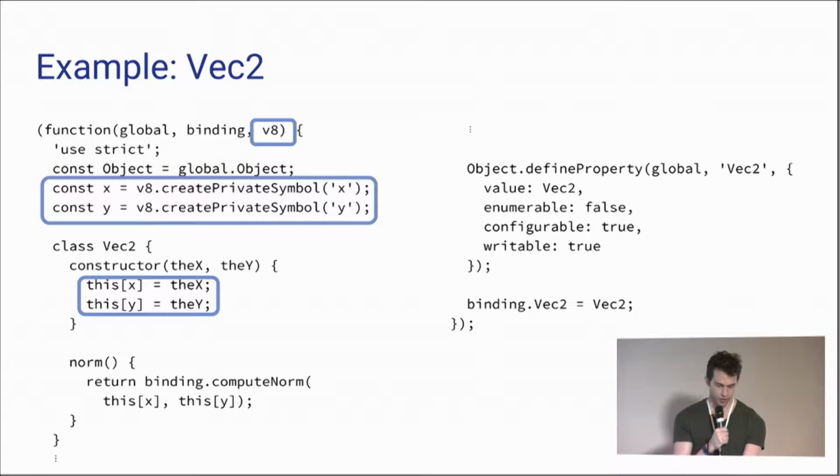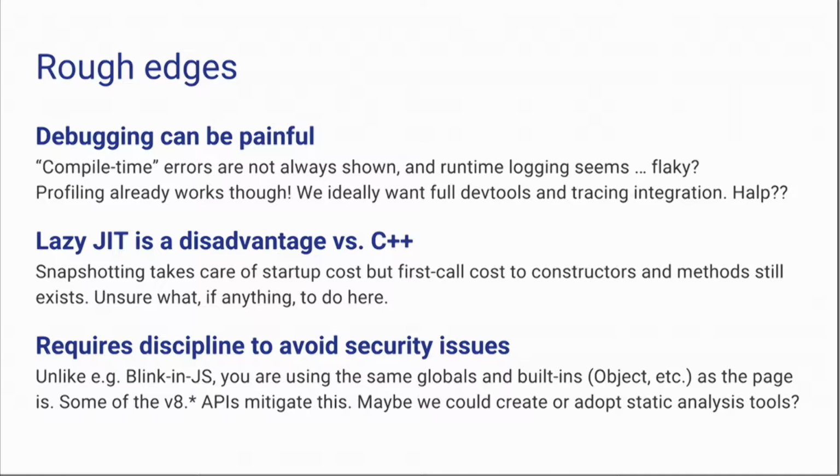Rough edges: debugging is something I'm currently working on. I found a line deep in the V8 code that you could comment out that would let you get errors, but otherwise they just get swallowed. So I need to add a flag so that during development time at least you could turn that on and get good errors.